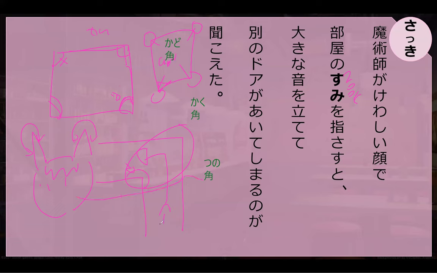And then kaku is the third reading, right? Kado is the outside corner, and kaku is angle, like shikaku, a rectangle. Kado is the outer corner. Kaku is the angle of a figure. And tsuno is the horn. And here, the sumi is the nook of the room. Exactly.